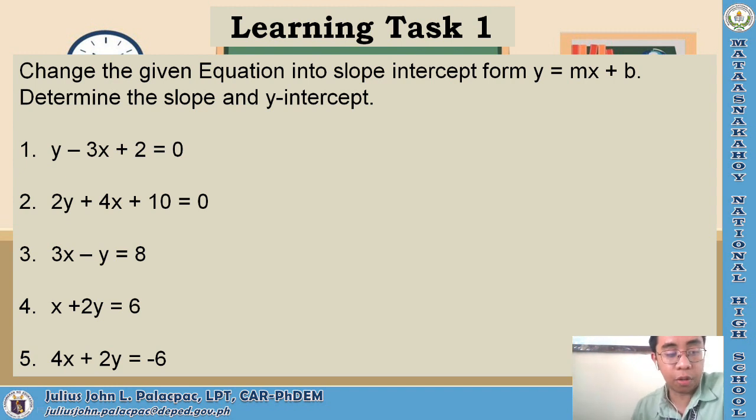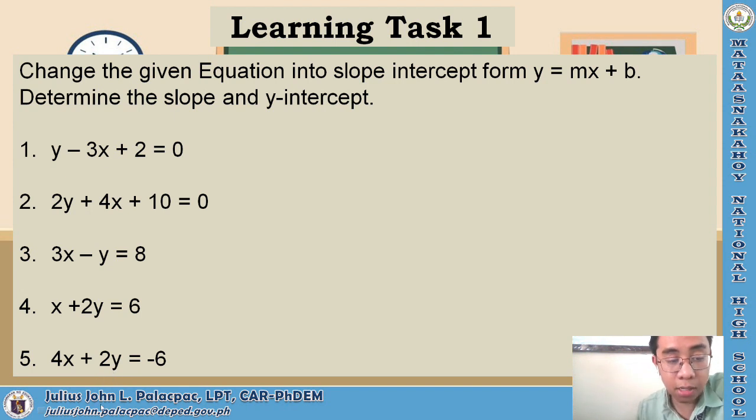In number 5, we have 4x plus 2y is equal to negative 6. So we will eliminate first the 4x. We'll add negative 4x on both sides to eliminate 4x on the left side. So we have 4x minus 4x, 0, plus 2y is equal to negative 4x minus 6. And then to eliminate 2, the numerical coefficient of y, we'll multiply both sides by the reciprocal of 2, 1/2.